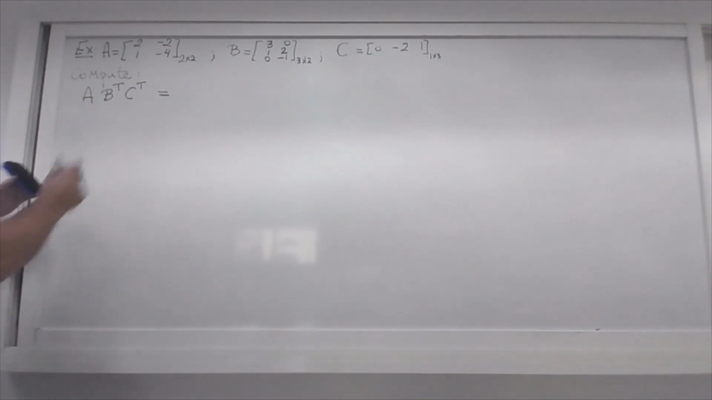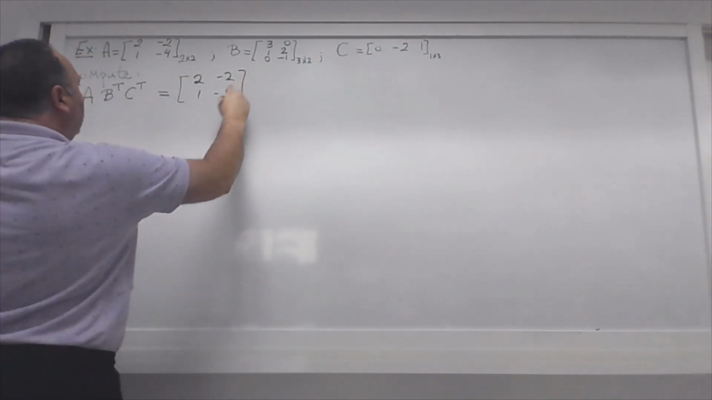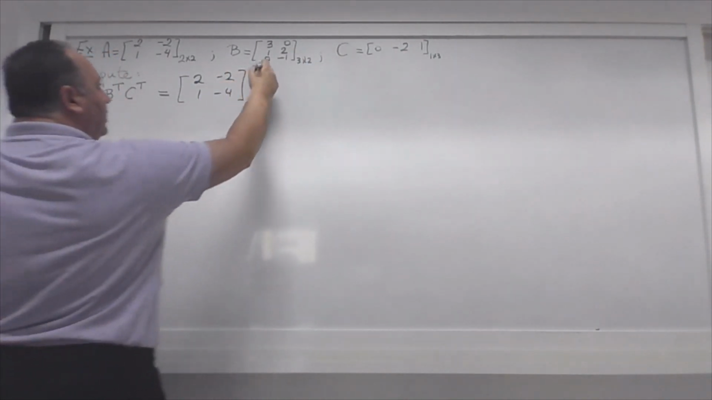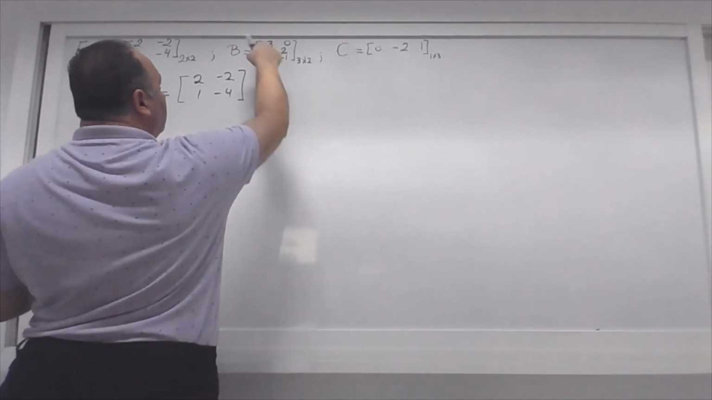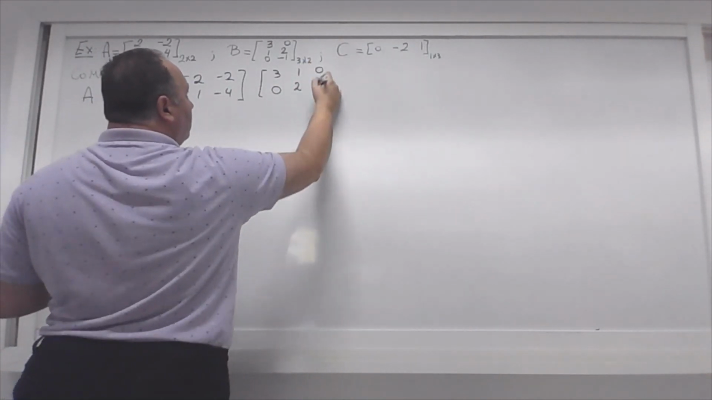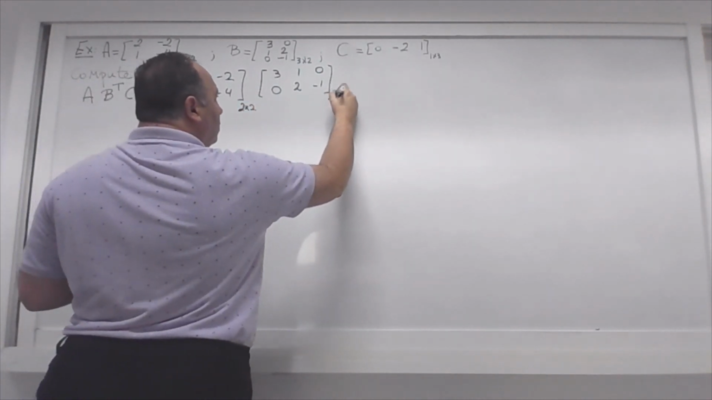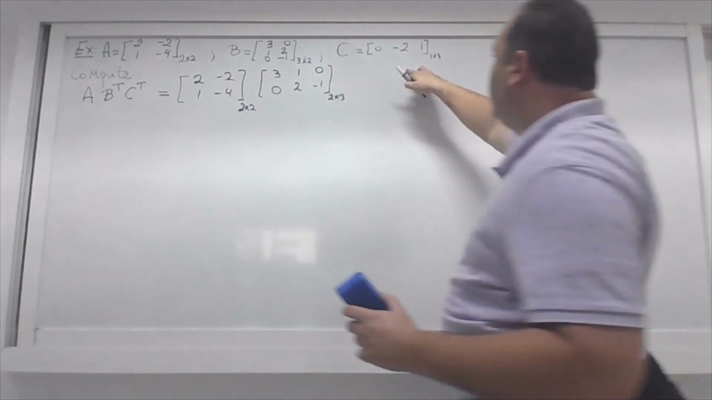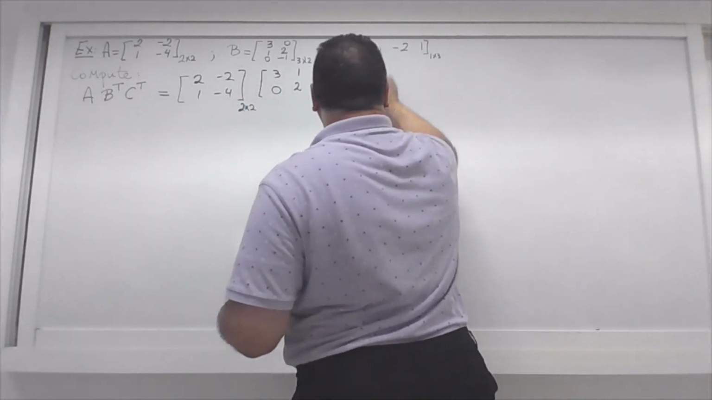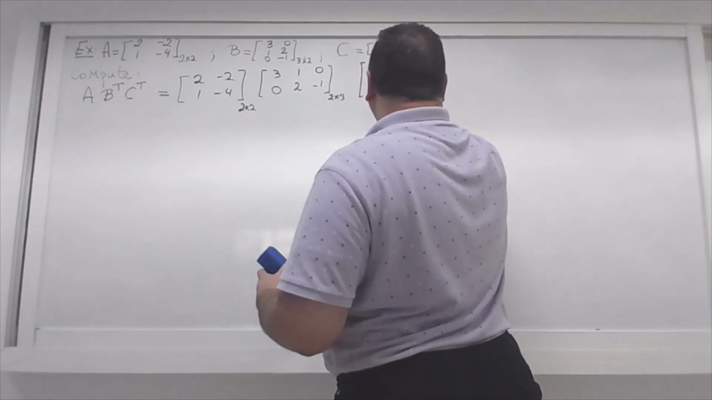Wow, okay, so A, let's copy A, 2 minus 2, 1 minus 4. B transpose, so it's the transpose of this one. So this one was 3 by 2, the transpose is 2 by 3. Okay, so first row becomes first column, second row becomes second column, and third row becomes third column. And C transpose, so this is 1 by 3, the transpose will be 3 by 1. So just this row becomes a column.